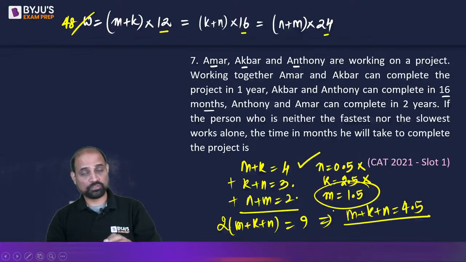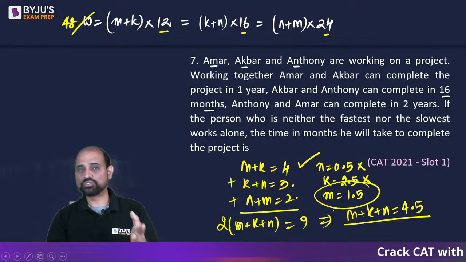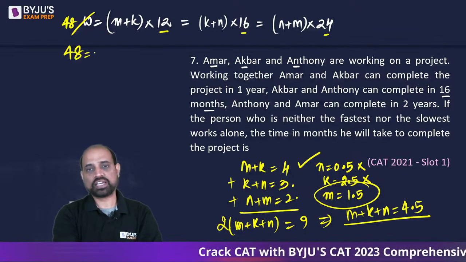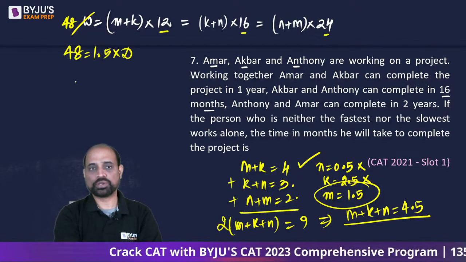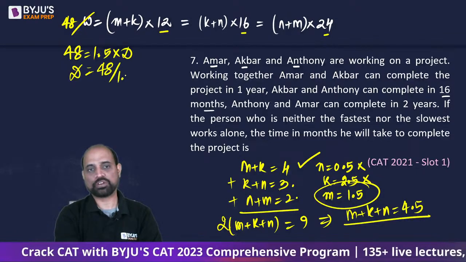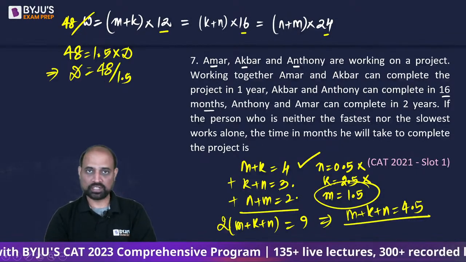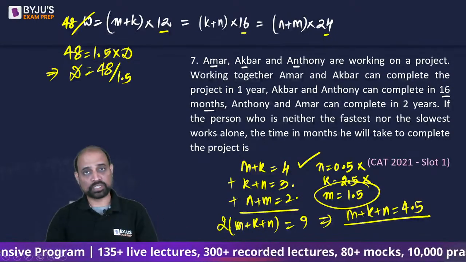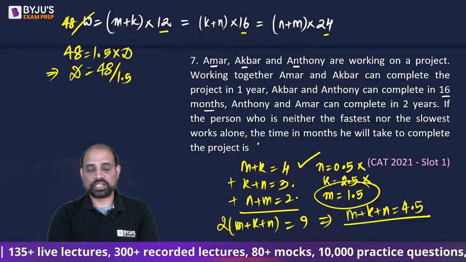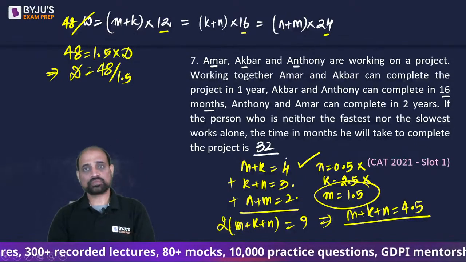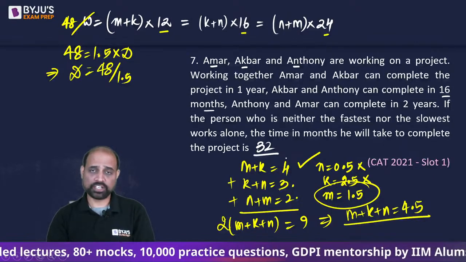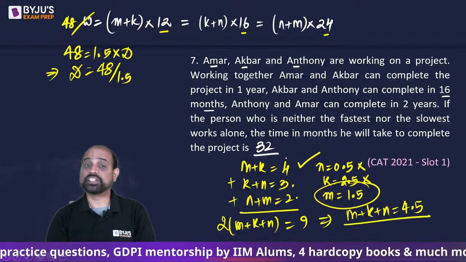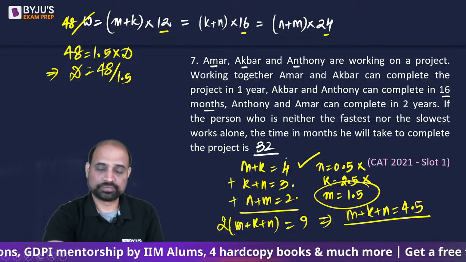Now, if Amar works at an efficiency of 1.5, how much time will it take him to cover 48 units? So 48 is equal to 1.5 into duration. Duration will be 48 by 1.5. This is just for you to understand. Actually, you have to find out 48 is equal to 1.5 times of what. If you solve this, you will realize the answer is going to be 32. 32 plus half of 32, 16, is 48. So the person who is neither the fastest nor the slowest will take 32 months, who is Amar. Right?